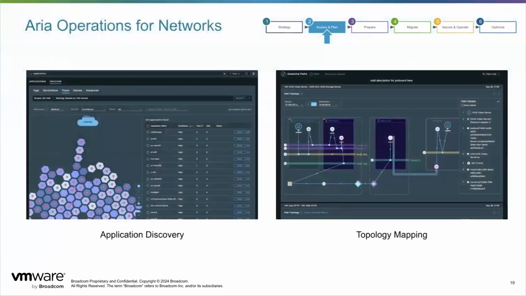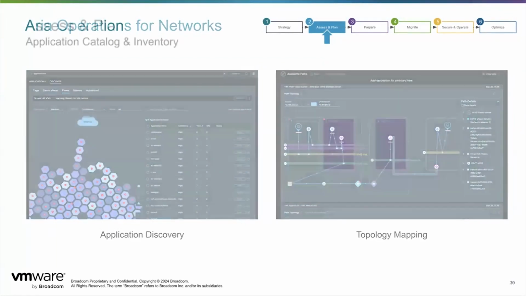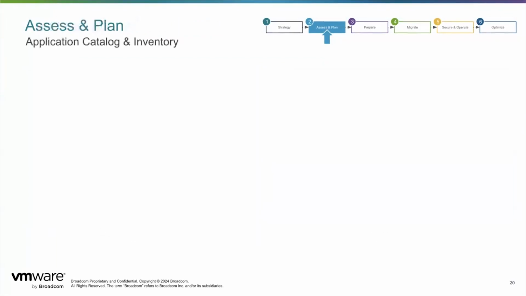Here is an example of our suggested tool to do that. ARIA Operations for Networks, which offers application discovery, topology mapping, and all this information is very useful for creating a good migration plan that would lead to a successful migration afterwards. How it is actually done.